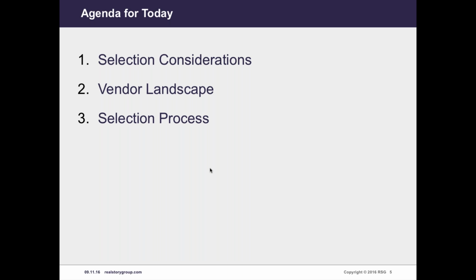What are the tools out there? How do they differ? And then finally, describe what we call a sort of agile selection process. So without further ado, let's jump into it.